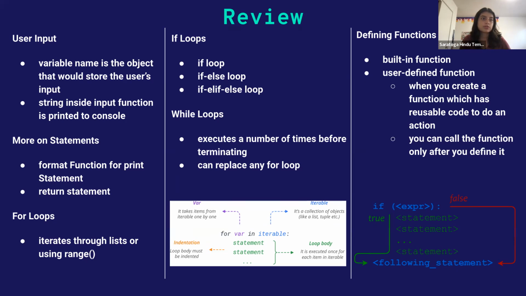For for loops, you iterate through lists or using the range function in order to do some sort of action. We have an example here. For if statements, we have the if, if else, and if elif else. While loops execute a number of times before terminating or until a condition is met, and they can replace any for loop. Defining functions, we have the built-in functions that we've used before for strings and stuff. But then we also have user-defined functions where we can create our own functions, which have reusable code in order to do some sort of action. And after we define it, we can call that function.